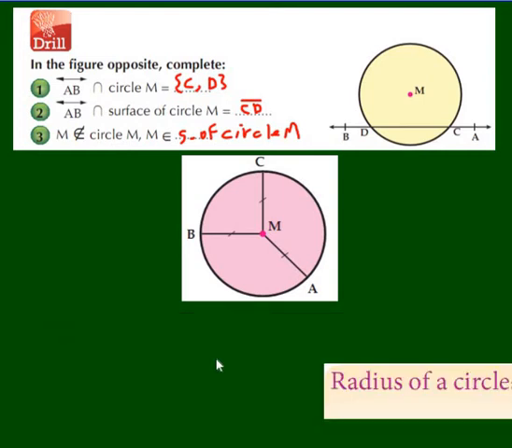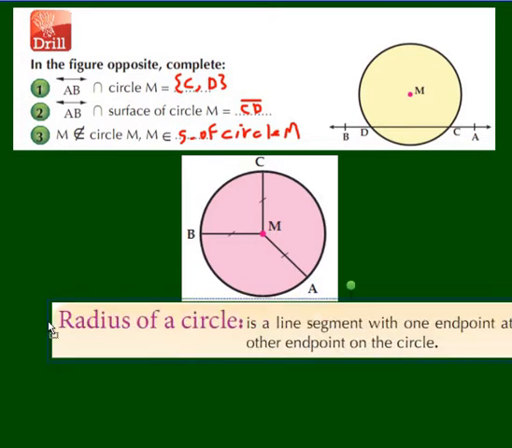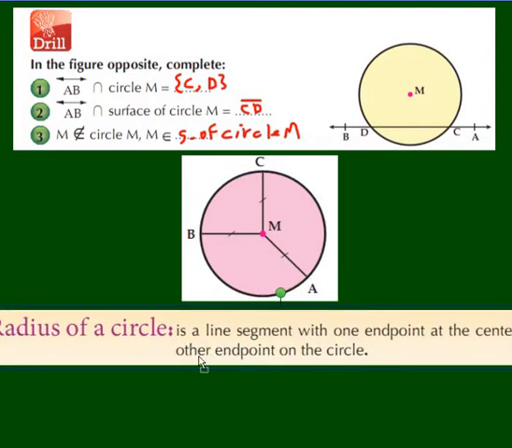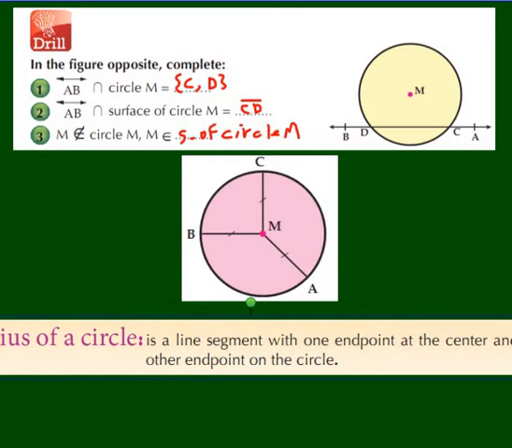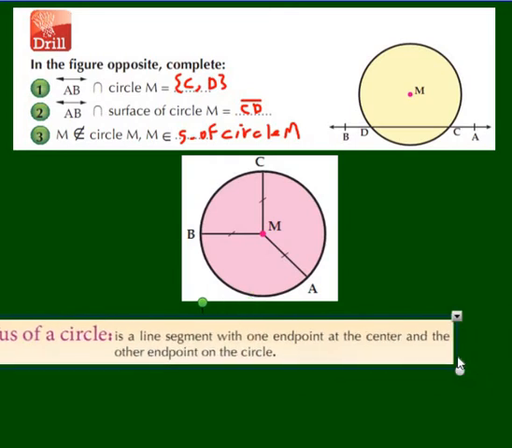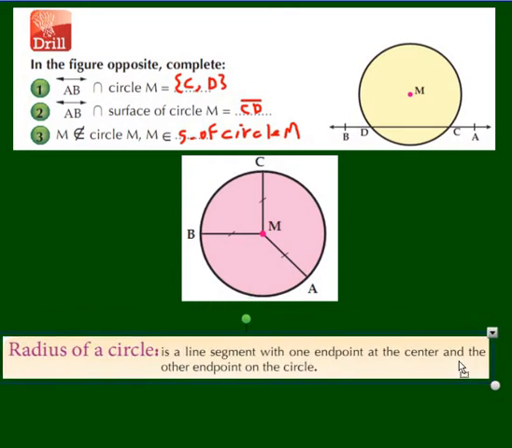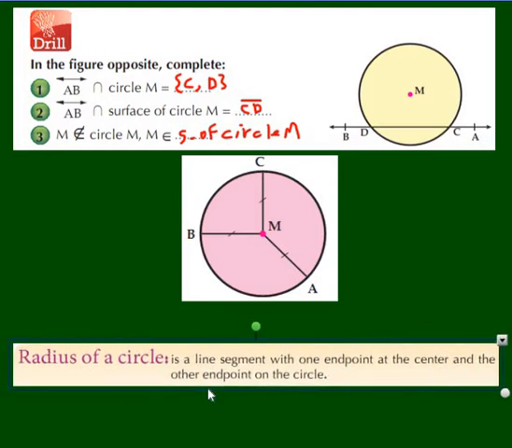Radius of the circle is a line segment with one end point at the center and the other end point on the circle. Circle has infinite number of radii. All of them are equal in length.